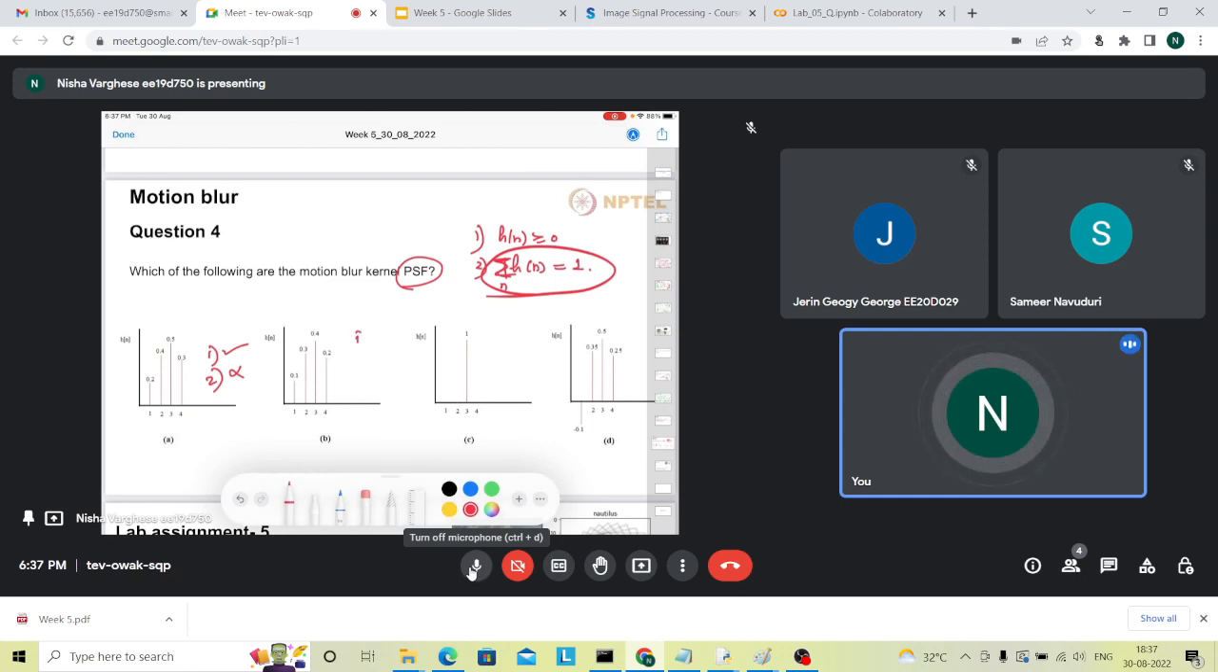For the second one, 0.4, 0.4. For the second one, all are positive and the sum is also 1. Third one, all are positive and the sum is also 1. Fourth one, the sum is actually 1, but all are not positive. So B and C are the correct kernels.